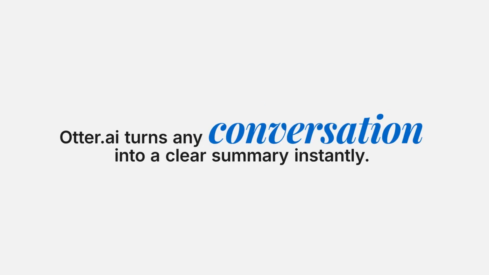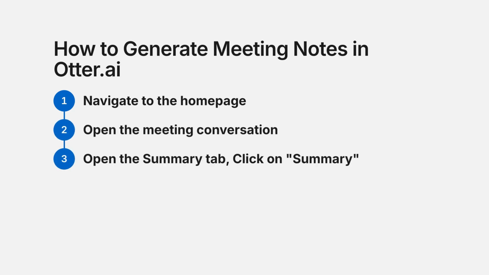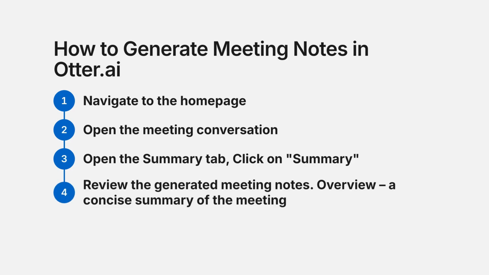Want to stop taking meeting notes by hand? Otter.ai turns any conversation into a clear summary instantly. Learn the exact steps to generate notes in seconds. In this guide, you'll see how to open your meeting, access the summary and outline, and use Otter's built-in chat to create custom meeting minutes.